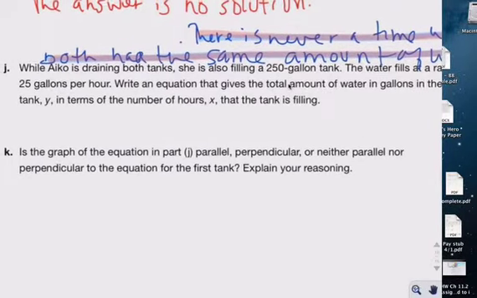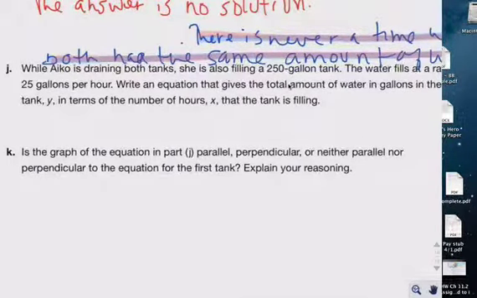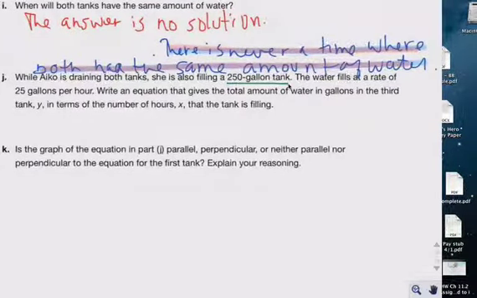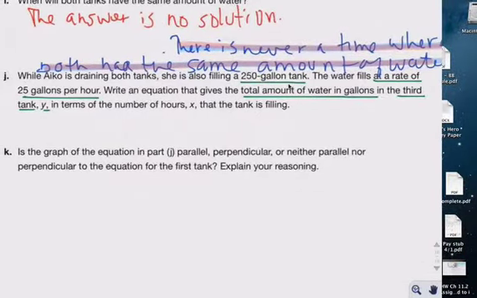Elko is draining both tanks. She's also filling a 250-gallon tank. The water she's filling in, so it's a plus. The water fills at a rate of this many gallons per hour. Write an equation that gives the total amount of water in gallons in the third tank, y, after this many hours that the tank is filling.